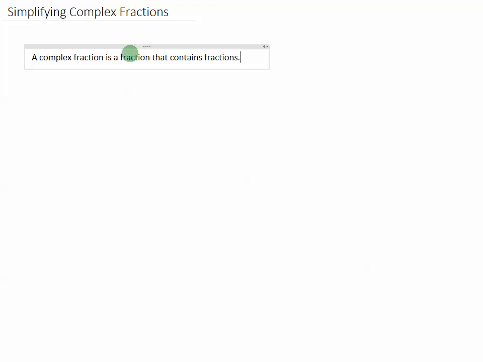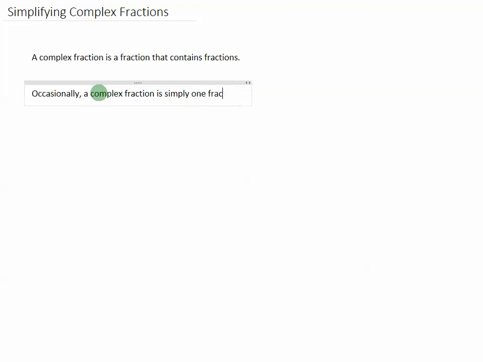Well, it is. Most people don't like fractions the way they are, and if you put fractions within a fraction, then it can be really confusing. But the concepts you learn with fractions apply to complex fractions also. So we're going to look at two different types of examples here. So occasionally a complex fraction is simply one fraction over another fraction.